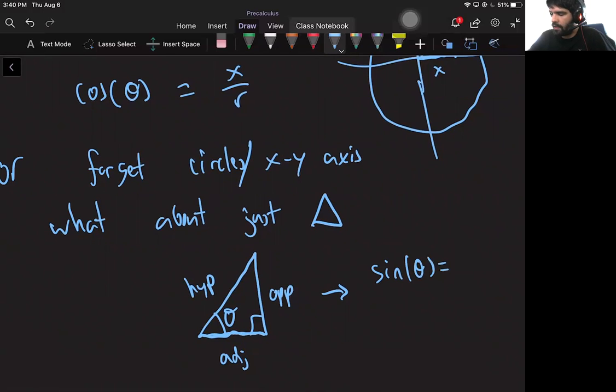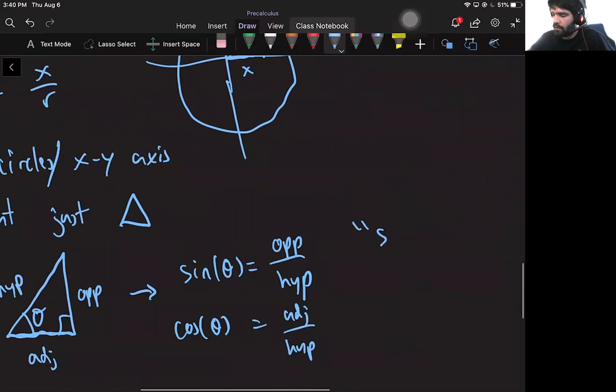I can say sine is y over r, but that's really just the opposite side over the hypotenuse. And cosine is really just the adjacent side over the hypotenuse. So this is where you'll hear people say something like SOHCAHTOA to remember these relationships. We haven't talked about TOA yet, so I guess I'll cross that out. SOHCA.